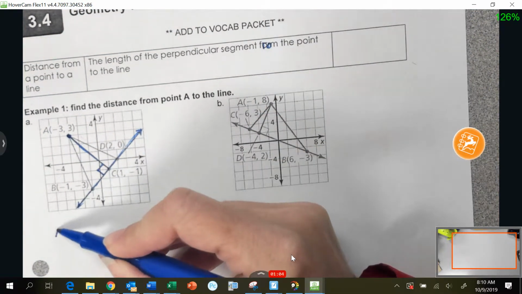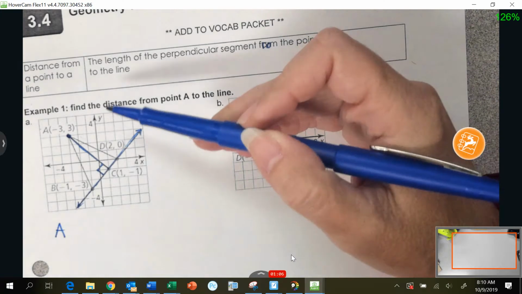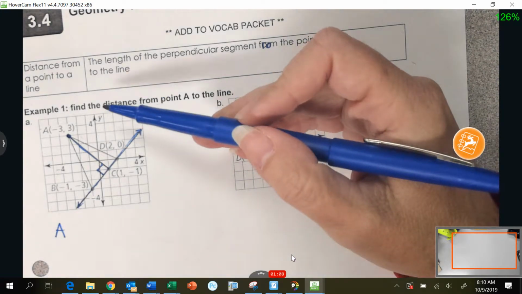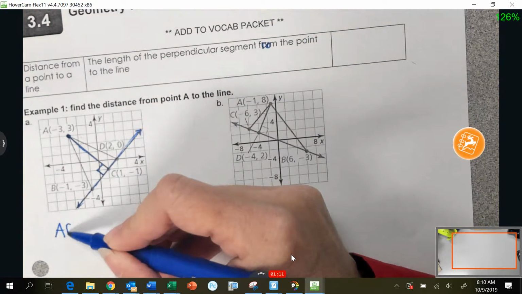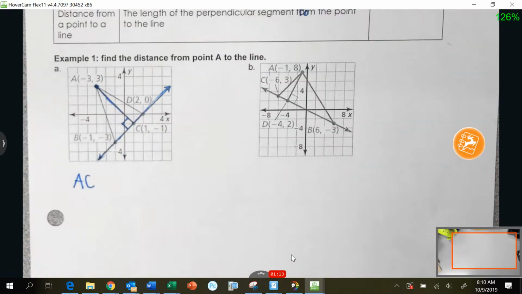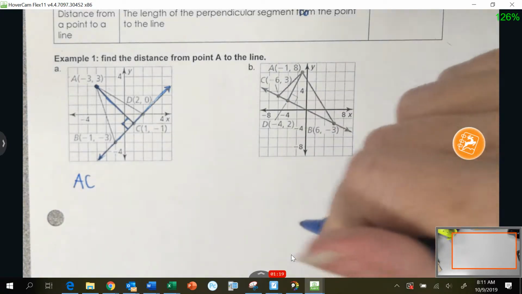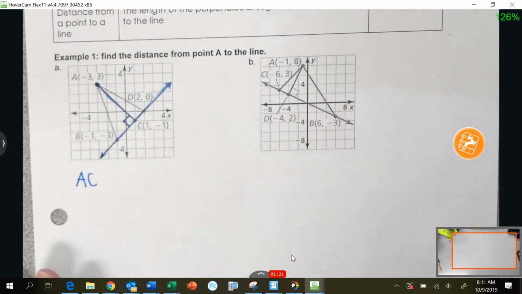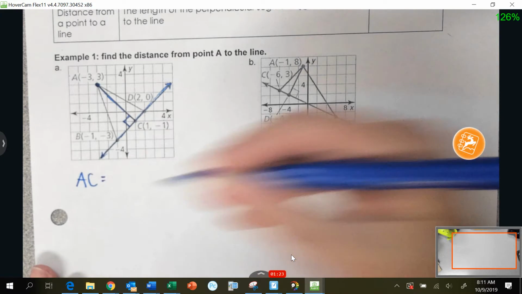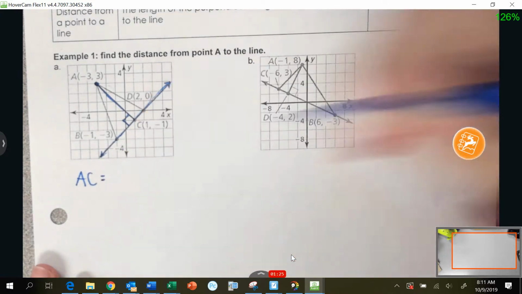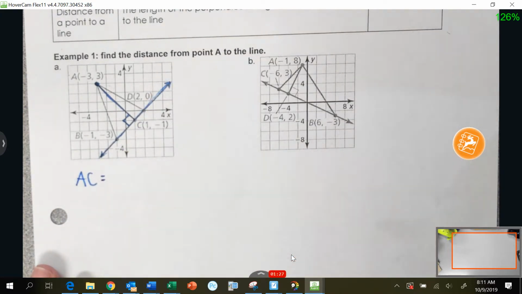I'll give you a hint. Starts with an A. Ends with a C. Right, so we're going to find the distance from A to C. And remember, when we're representing distance with letters, we don't put the little line above it. So that means distance. Now, we think back to chapter 1 and we say, how do we find the distance of a segment?